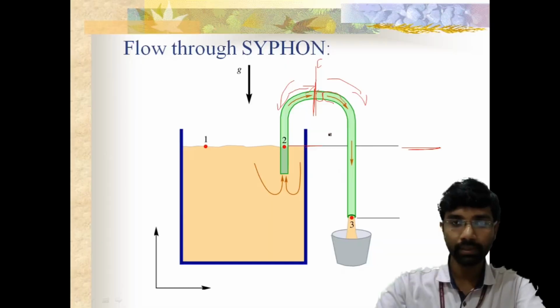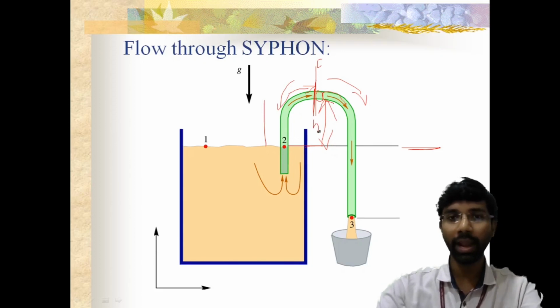What happens in a siphon? It doesn't mean that whatever the height, this is. See, there is a specific height between this apex and the top of the fluid level in the reservoir. Let it be small h. You cannot provide whatever height you need. There are some limitations. Why?